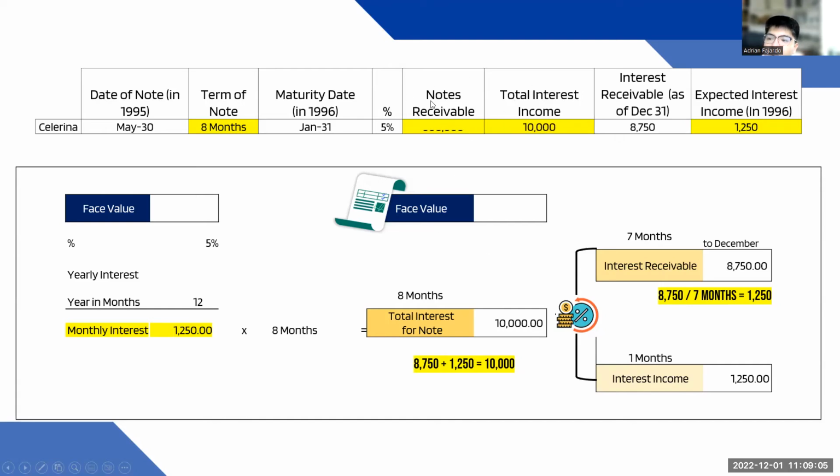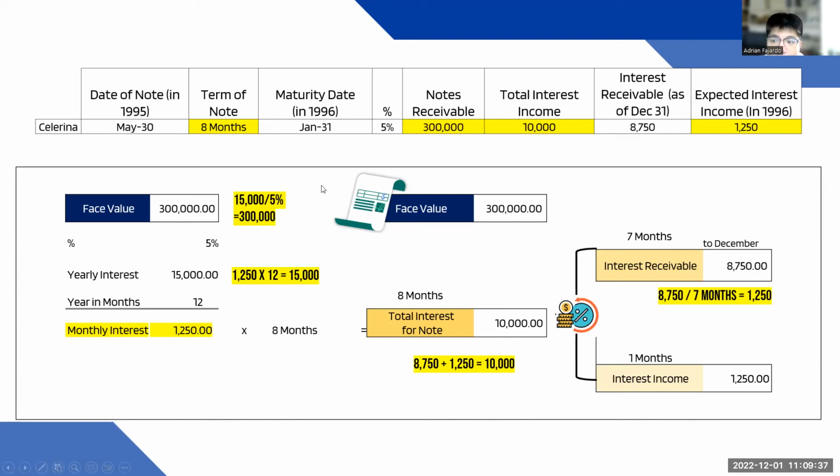Now, the last thing is the notes receivable. So, how do we solve for the notes receivable? Well, we solve pataas, right? Pataas. So, we have 1,250 monthly interest. So, let's look for its annual interest. So, 1,250 times 12 is 15,000, right? And then, the last step is 15,000 divided by 5% is equal to 300,000. So, that gives you your notes receivable.